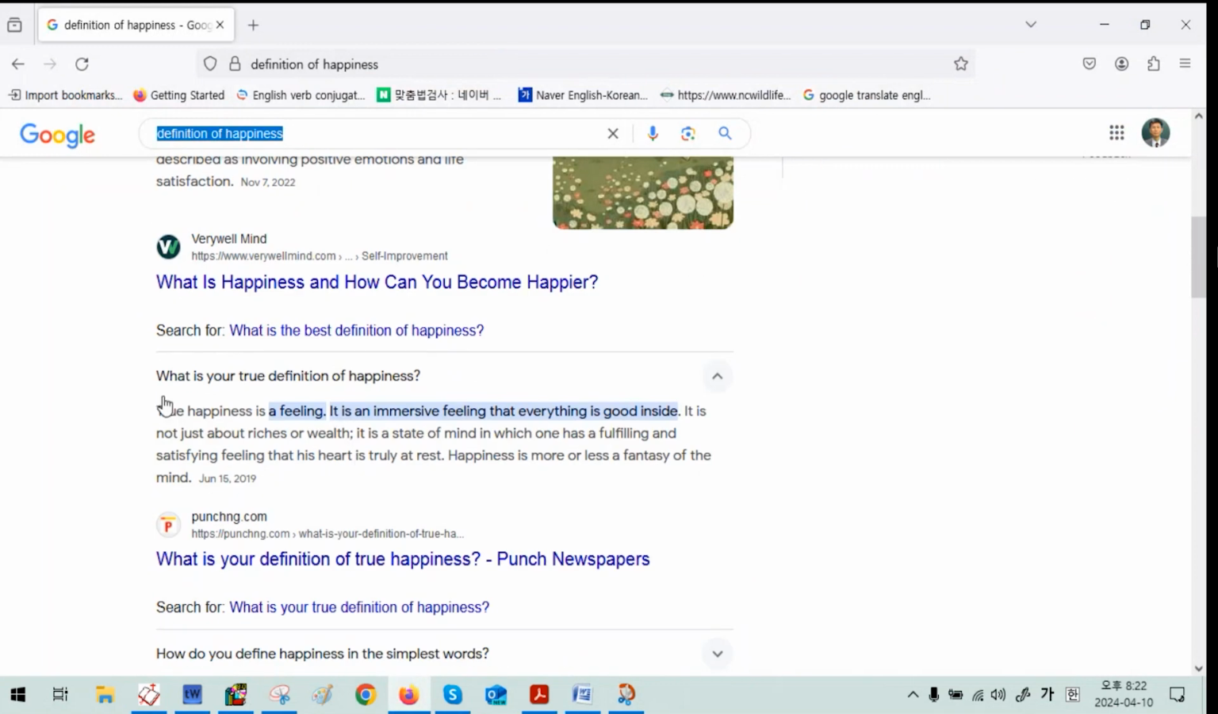And then another one: what is your true definition of happiness? True happiness is a feeling. It is an immersive feeling that everything is good inside. It is not just about riches or wealth. It is a state of mind in which one has a fulfilling and satisfying feeling that his heart is truly at rest. Happiness is more or less a fantasy of the mind.